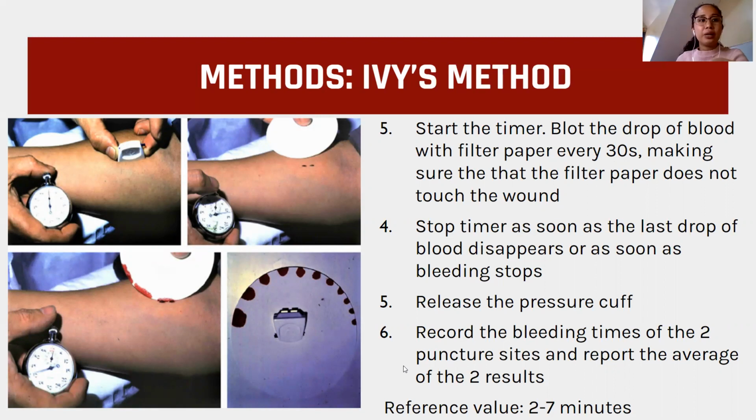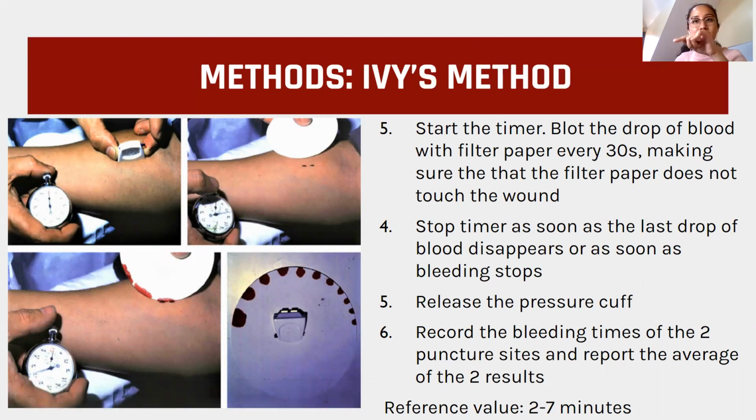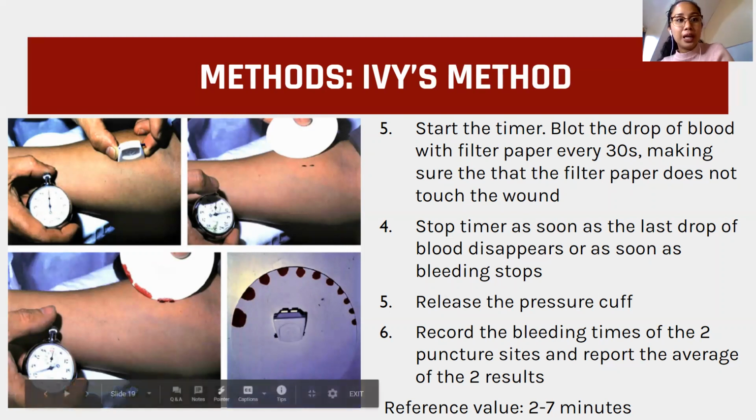So class, when I was an intern performing this, I numbered the filter paper: 2 minutes, 2:30, 3, 3:30, every 30 seconds. So at the 2-minute mark, if there is still blood, blot. After 2 minutes 30 seconds, blot. At 3 minutes, blot. You keep blotting every 30 seconds until the blood is gone.